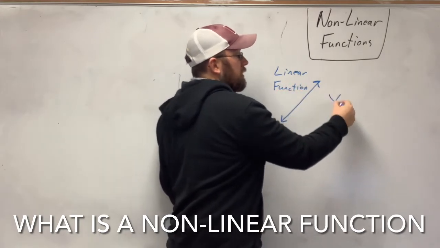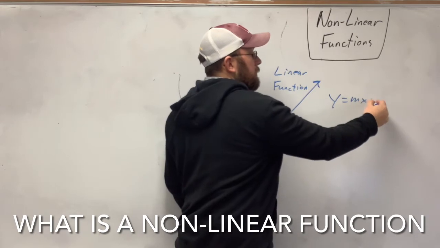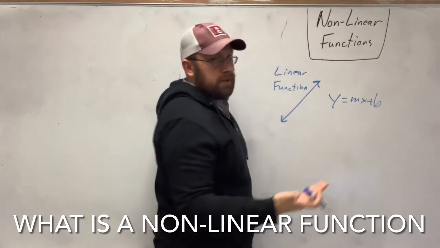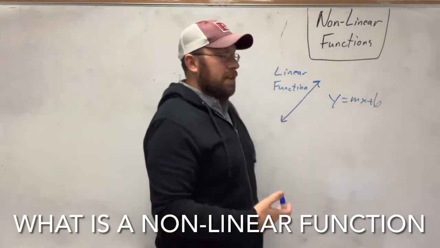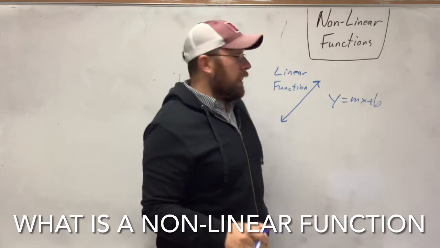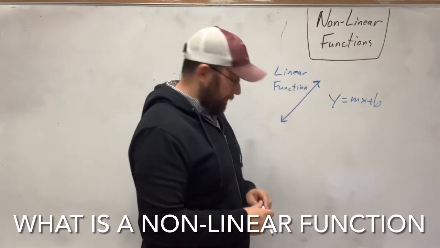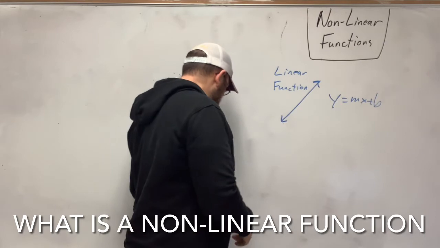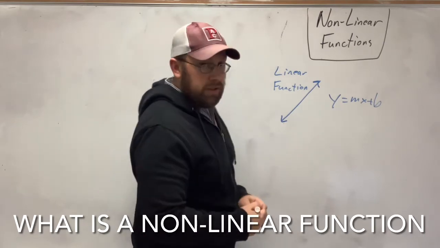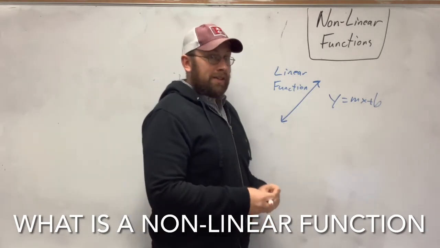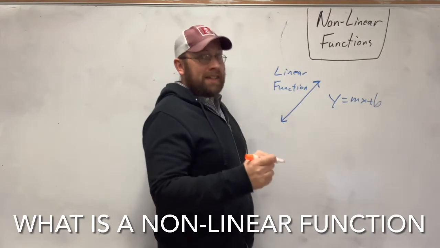Specifically, it is in the form y equals mx plus b. That's called slope-intercept form. It has a y-intercept and it has a slope. Don't worry about that right now, but it's a straight line. So what would a nonlinear function look like? Well, something that's not a straight line.